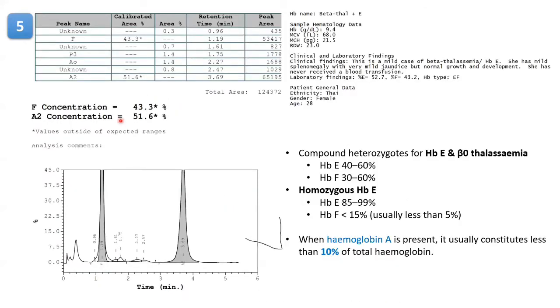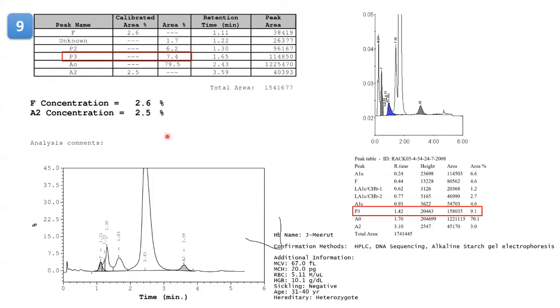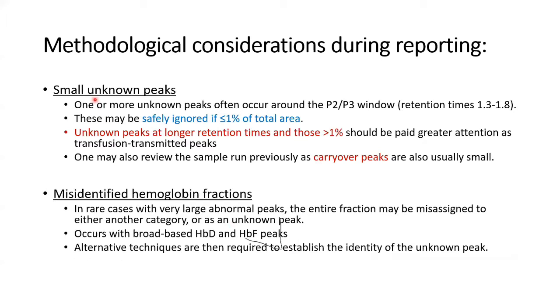So in this particular case, if we add up all these, the total may be more than 100%. In such cases, what should be done is that you manually calculate the actual percentage. Since there might be overlapping peaks, the total area can cross 100%, so calculate the percentages manually by taking the area of the peak divided by the total area. Then small unknown peaks, as I mentioned earlier, anything less than 1% can be ignored safely.